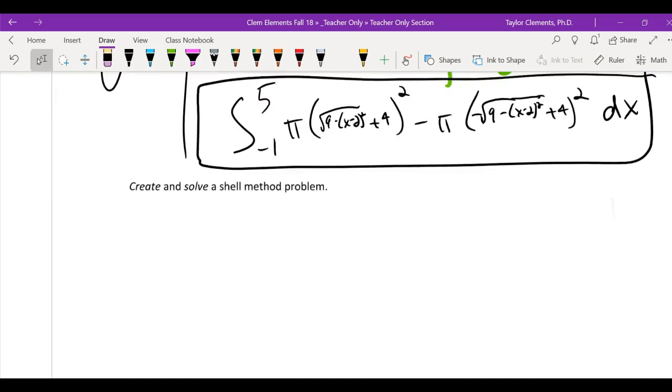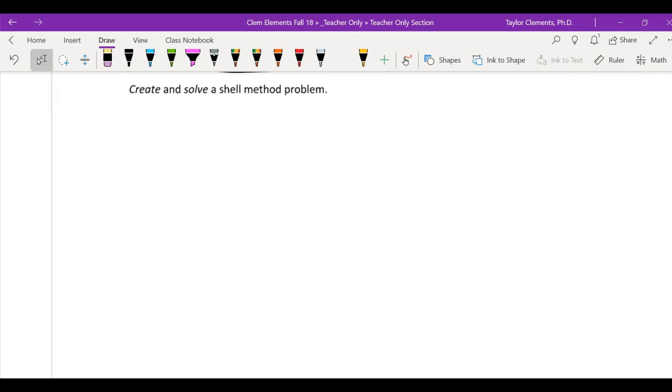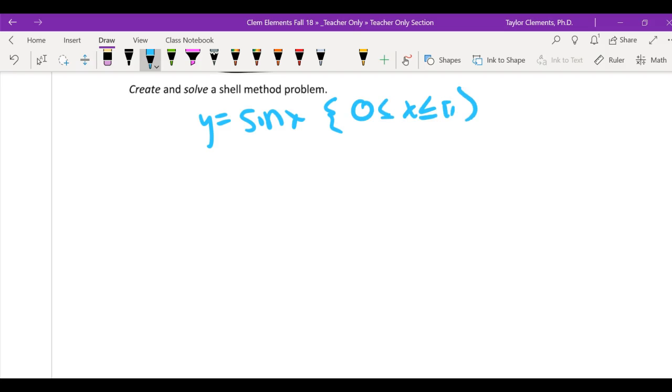Okay. Ooh, create and solve a shell method. Oh, oof. So obviously I've already done that a few times here. I'll just give you a quick example. I'm not going to work it all the way out, but say you've got, and this is the easiest one that I always go to, say you're going to rotate y equals sine of x from, let's do something simple here, 0 to pi. So that kind of looks like this.